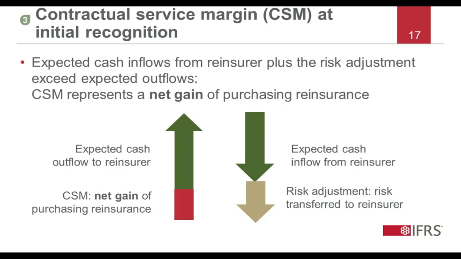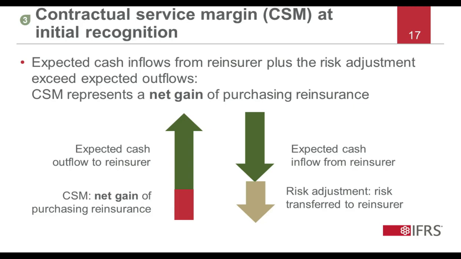If the expected cash inflows from a reinsurer plus the risk adjustment exceed the expected cash outflows, the contractual service margin at initial recognition represents a net gain from reinsurance held. That net gain will be recognized over the coverage period as the cedant receives reinsurance coverage.